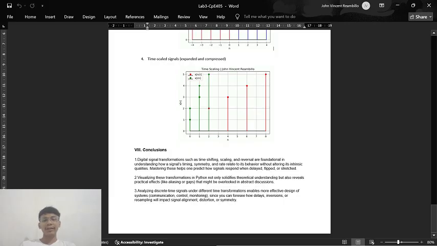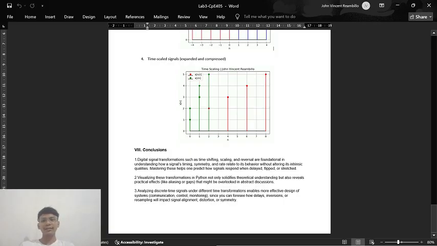From this activity, we can observe that time shifting moves the signal without altering its structure. Time reversal flips it around the vertical axis, and time scaling adjusts how spread out or compressed the signal appears. These transformations are very useful in real-world applications, such as adjusting delays in communication systems, reversing data for analysis, or controlling playback speed in audio and video processing.